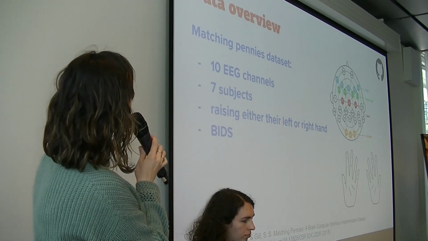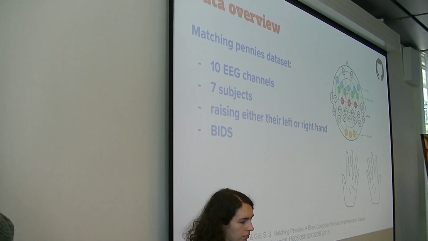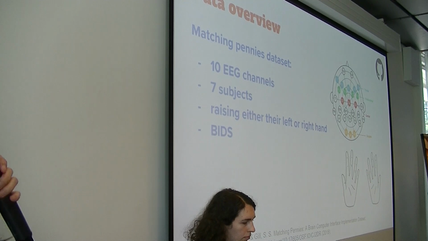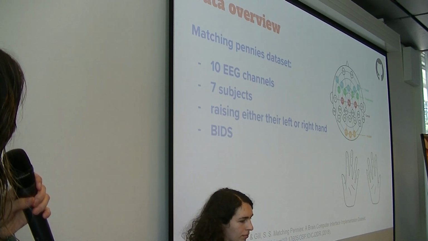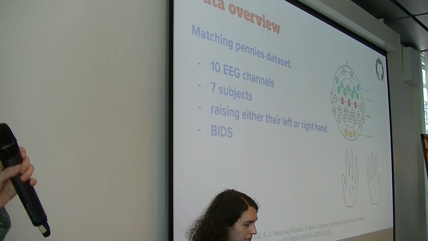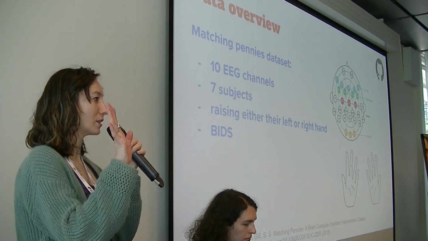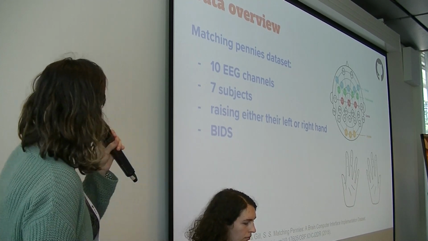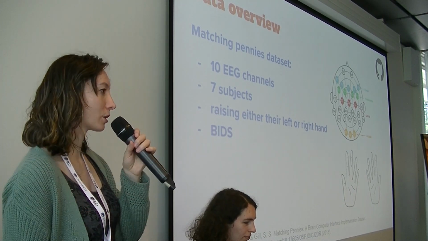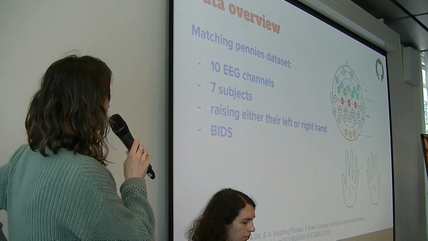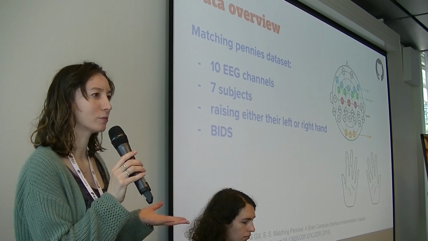The dataset is called the Matching Pennies dataset. It includes 10 EEG channels, and those are the channels over the motor cortex. You can see my cursor, so I think these are just these 10 channels over here, somewhere around the motor cortex, because the dataset involves participants raising their hand, either left hand or right hand, and these movements are performed on cue. There are trials that were performed correctly and trials that were performed incorrectly. There are 7 subjects in total, and the dataset is in BIDS format. I'm wondering how many of you are familiar with BIDS format?